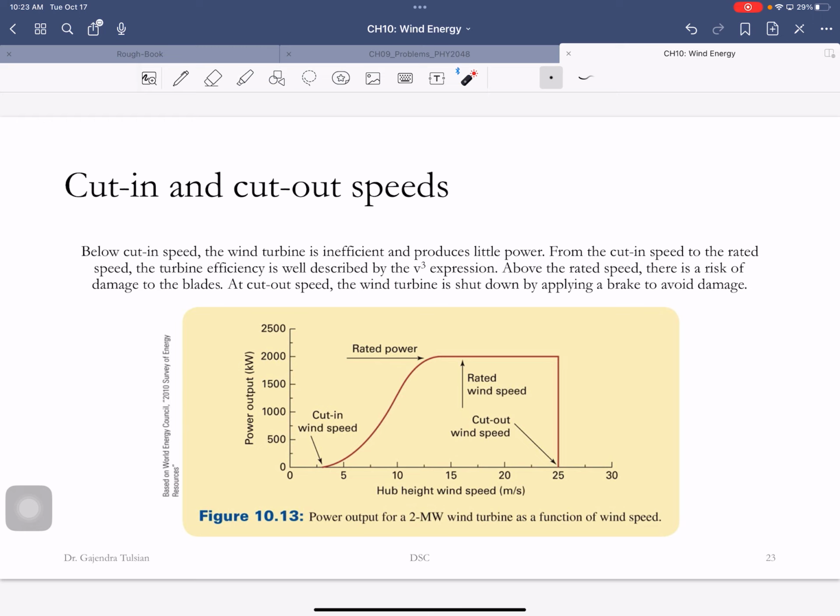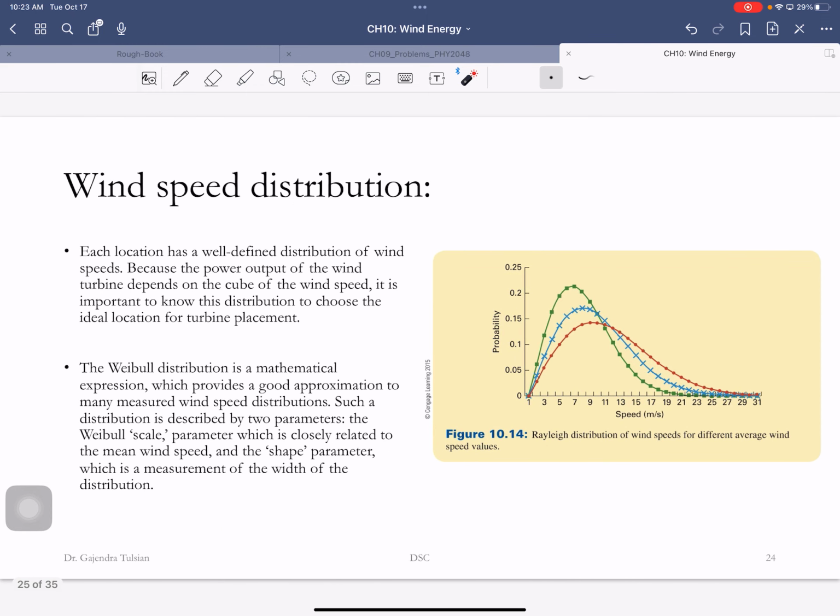But nowadays you have better and better design where you can have the windmill operating at higher and higher speeds. Each location has a well-defined distribution of wind speeds. Every location has this. So if you're thinking of putting a windmill in a certain location, the first thing you do is measure this, the probability curve versus speed. And this is given by the Weibull distribution, the wind speed. So you measure this wind speed distribution.